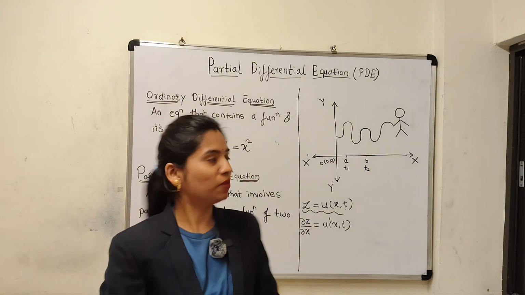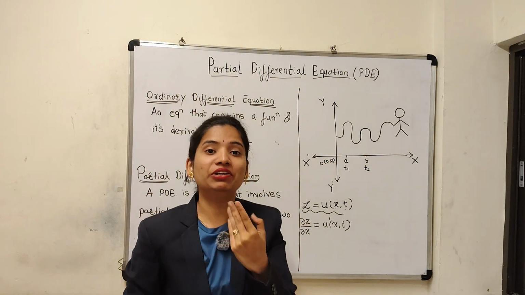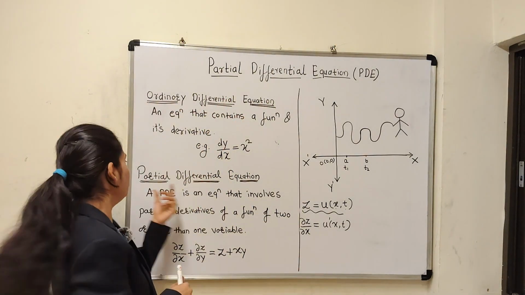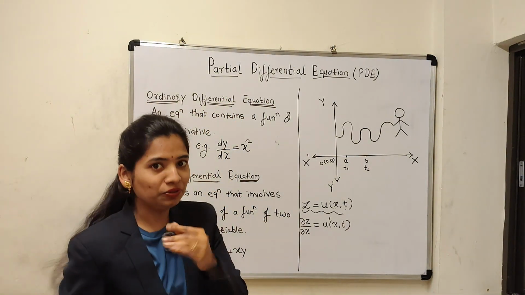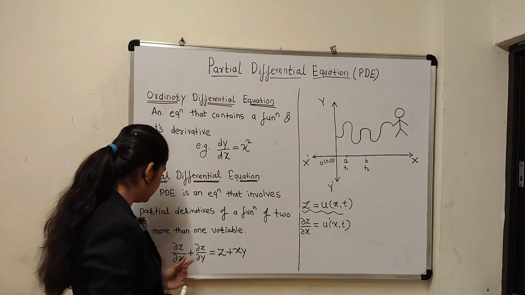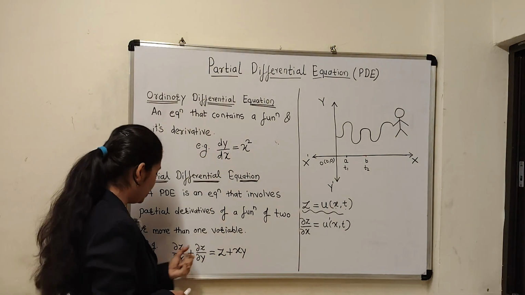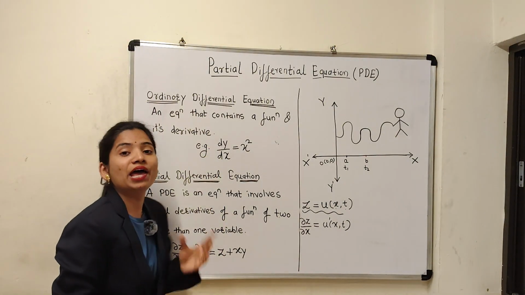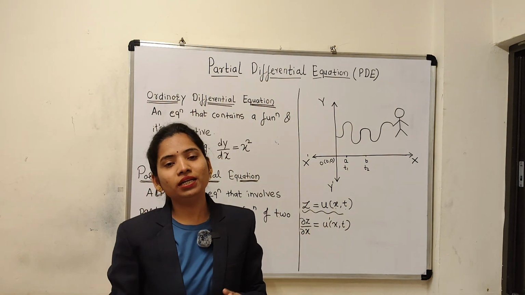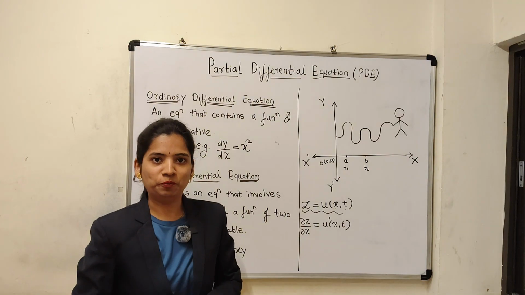Today we will discuss the partial differential equation. Originally, differential equations include ordinary differential equations and partial differential equations. In your chapter, we see both dy by dx and ∂z by ∂x. So what is the difference between dy by dx and ∂z by ∂x, and what are the independent variable and dependent variable? All these questions are covered in this video.